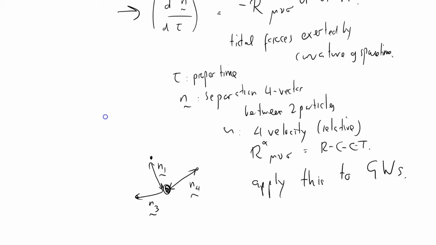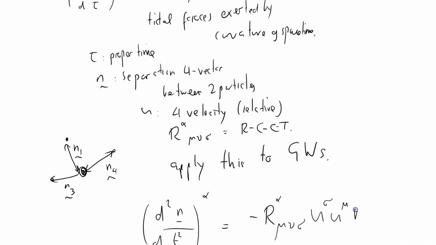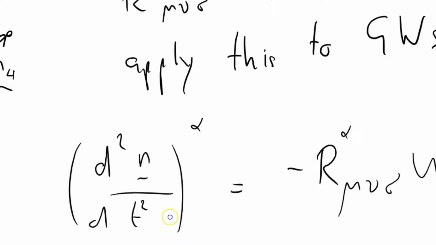So the first thing to remember is that we may as well write t instead of tau, because as I showed in the last screencast, all the observers have proper time at the same rate. So d2n by dt squared, component alpha, equals minus R, alpha mu nu sigma, u sigma, u mu, n nu.